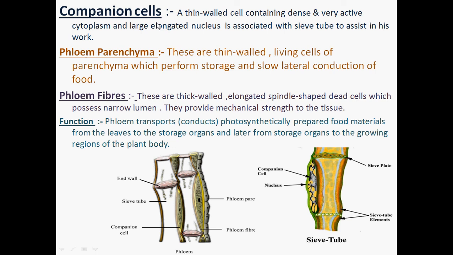From the term companion, we can easily understand any cell which is helping the other cell as a company or a support to the other cell. So this companion cell helps the sieve tube to perform its metabolic functions.